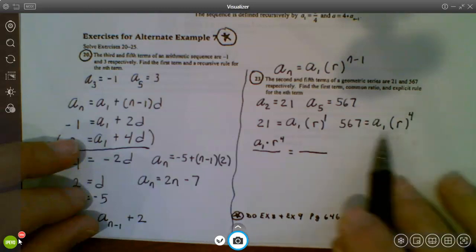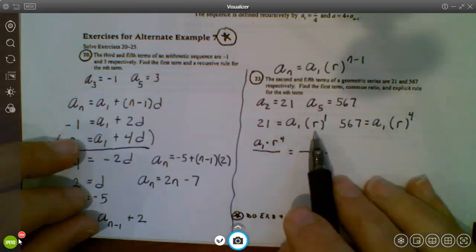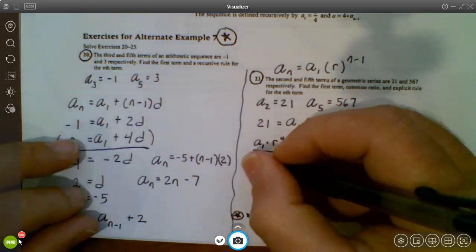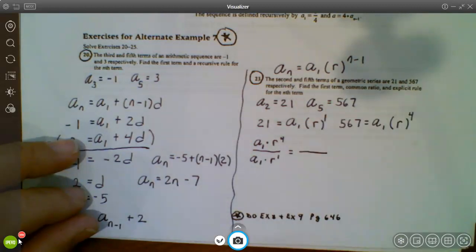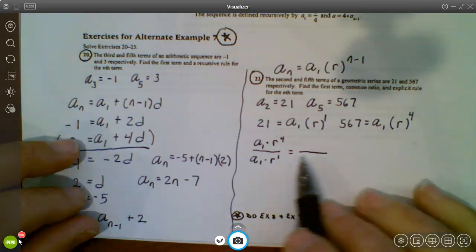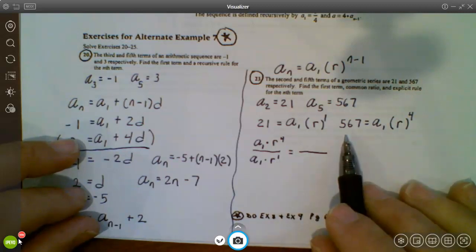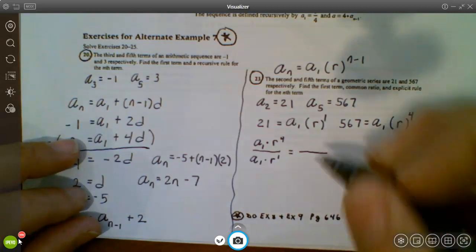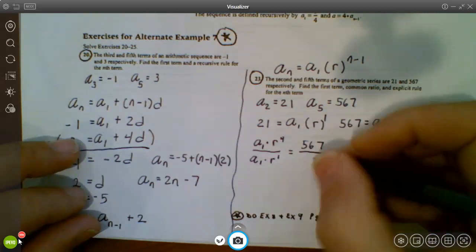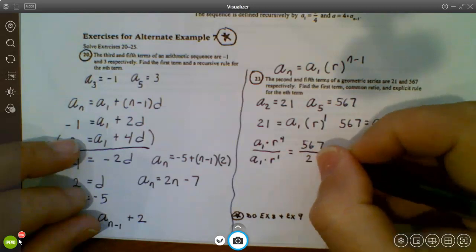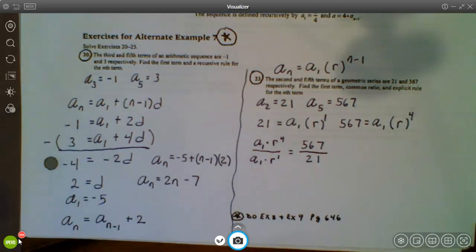So we're doing this one over this one. That's our first ratio, and that's going to have to match this ratio on the other side, 567 compared to 21. So we're just setting up a proportion because of the common ratio concept within a geometric pattern.